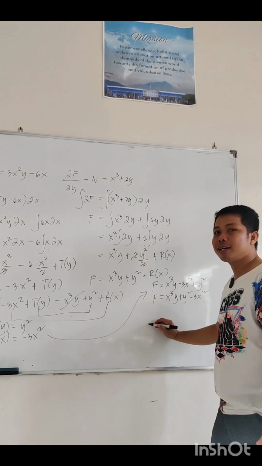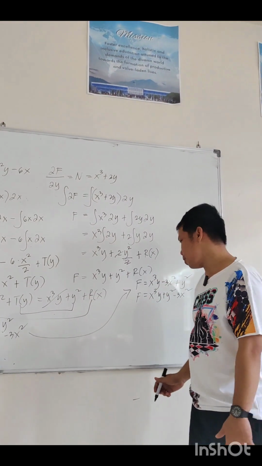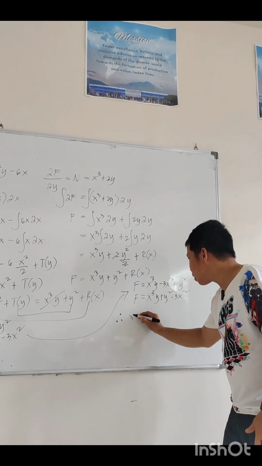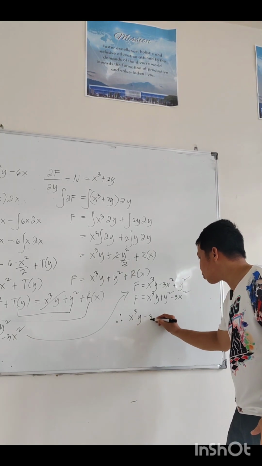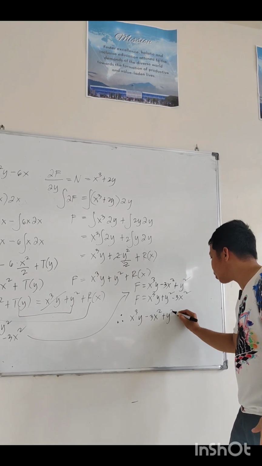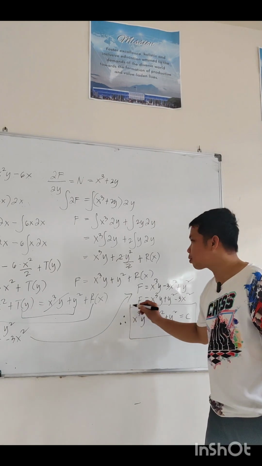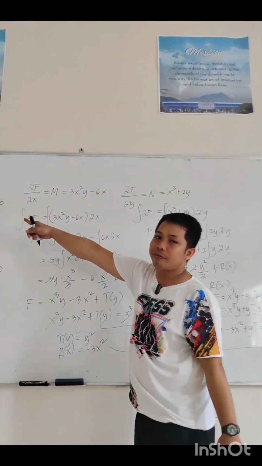So, what is the general solution for that differential equation? Therefore, the general solution is x cubed y minus 3x squared plus y squared equal to c. So, this is the general solution for this differential equation.